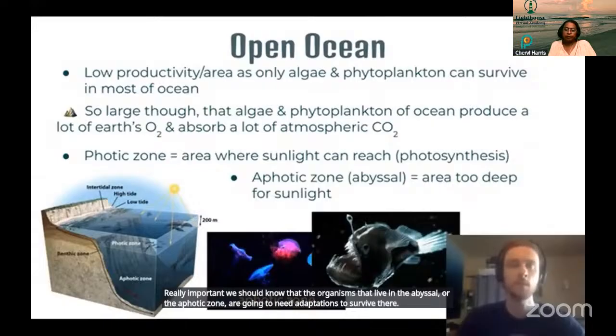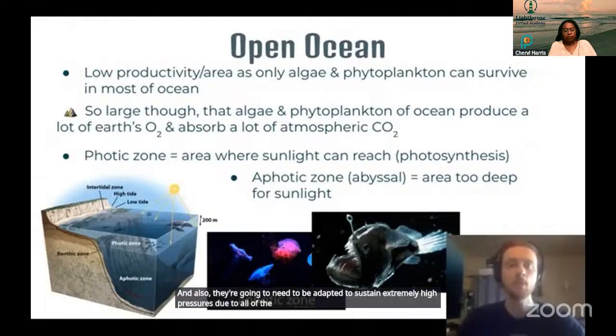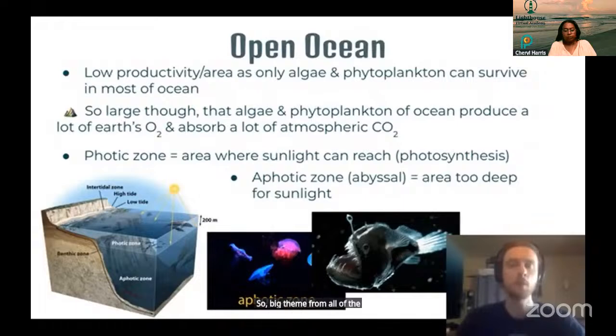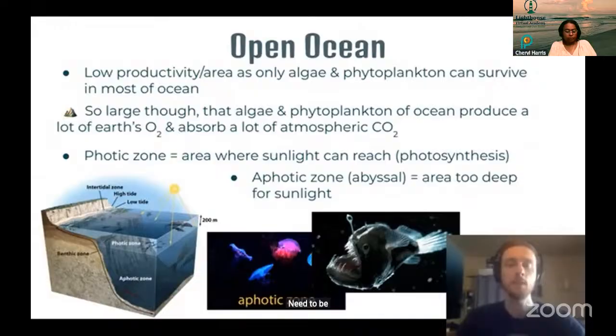So many of them have an adaptation called bioluminescence, which allows them to glow, giving themselves a source of light so they can see and navigate in this dark ecosystem. And also they're going to need to be adapted to sustain extremely high pressures due to all of the water that's above them. So a big theme from all of the aquatic biomes we should know is that the organisms that live in them need to be uniquely adapted to survive the conditions found in those biomes.